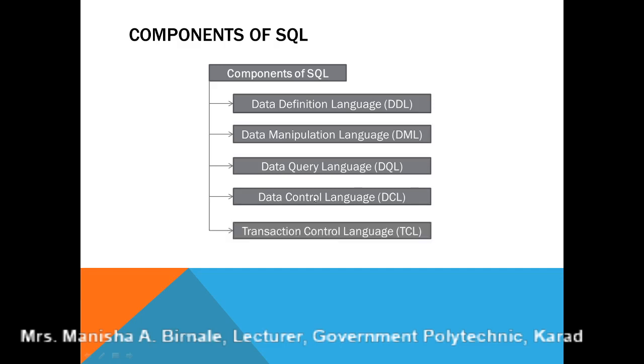And the last component of SQL is transaction control language, TCL. This component consists of commands which are required for transaction related operations. In further lectures we are going to learn all these components in detail. For today, only remember that there are a total of 5 components of SQL: DDL, DML, DQL, DCL and TCL. And in the next few lectures we are going to cover all these components in detail.